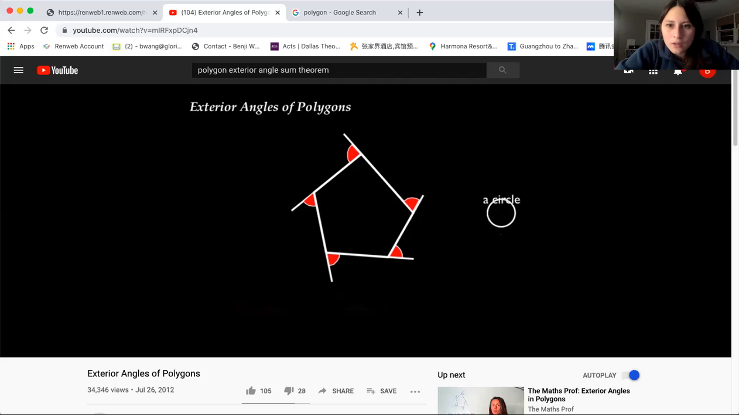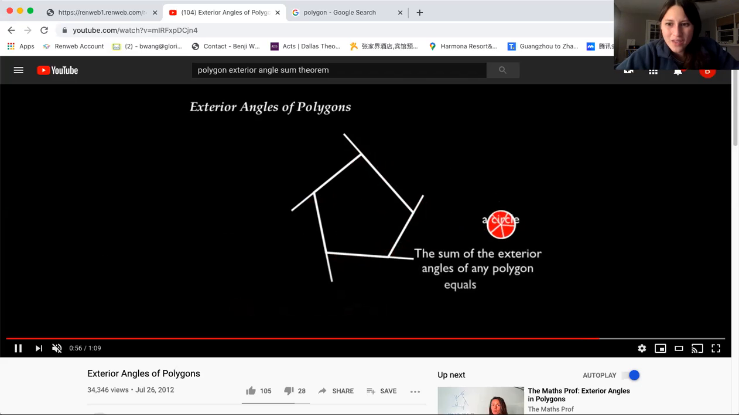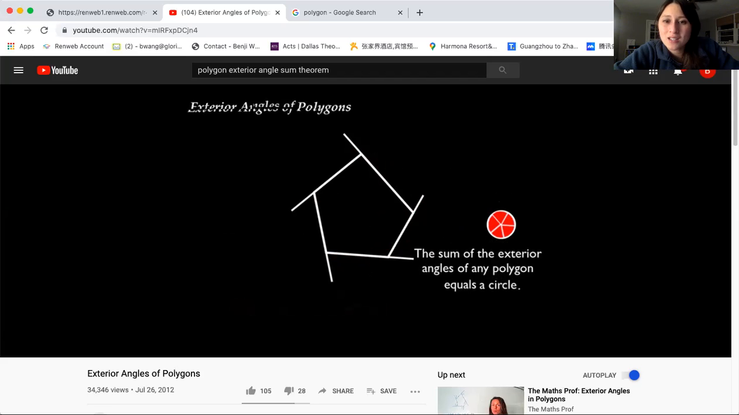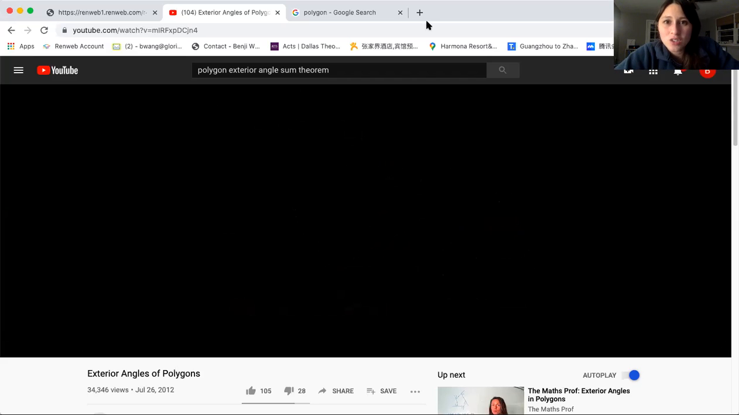Now we've got a circle here. How many degrees is a circle? It's 360 degrees, right? All circles are 360 degrees. So we're putting these degrees into this little circle, and we realize that the sum of all of the exterior angles of any polygon equals what a circle is, which, when we put all those angles together, equals 360 degrees. And so every time, no matter what shape you see, if you extend the exterior angles, the sum of all the exterior angles is always going to be 360 degrees.